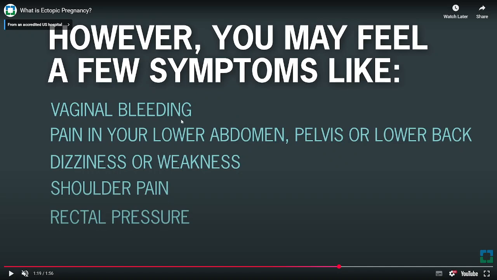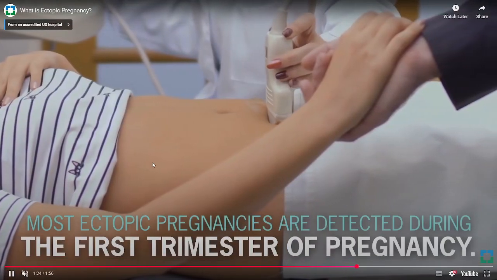Some of the symptoms of ectopic pregnancy will be vaginal bleeding. We have already seen in the classical triad that vaginal bleeding will be scanty and dark brown in color. And pain also, as we saw in the classical triad, will differ in nature and severity, and most of the pain will be observed in the lower abdomen, pelvis and lower back. Along with this, dizziness, weakness, shoulder pain and rectal pressure will be observed. So all these symptoms will be observed.